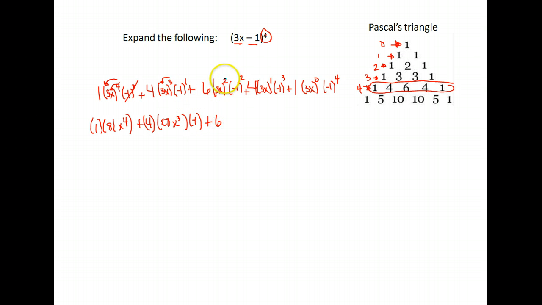Plus 6 times, so 3 squared is 9, x squared. Negative 1 squared is positive 1, plus 4, 3x to the 1st power is just 3x. Negative 1 to the 3rd power comes out as negative 1.